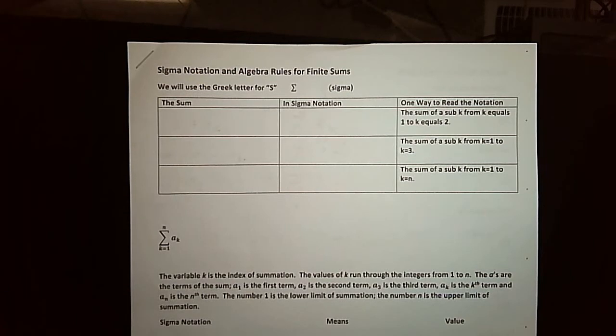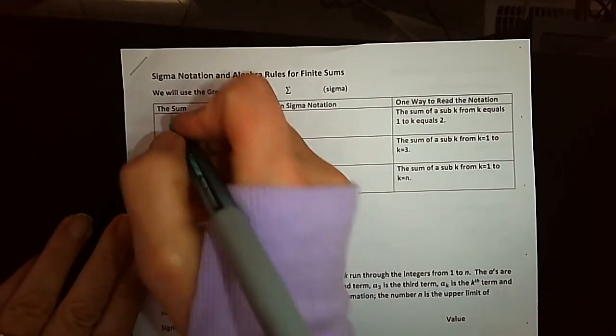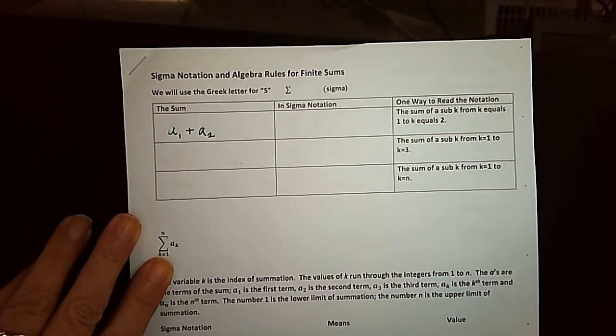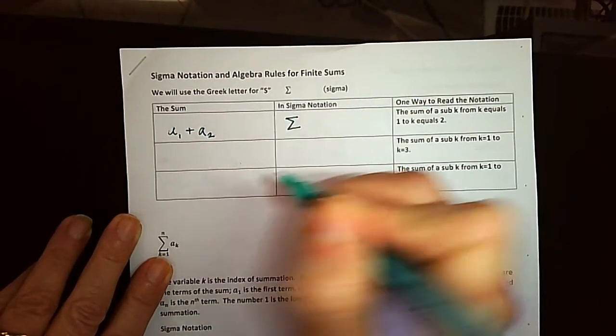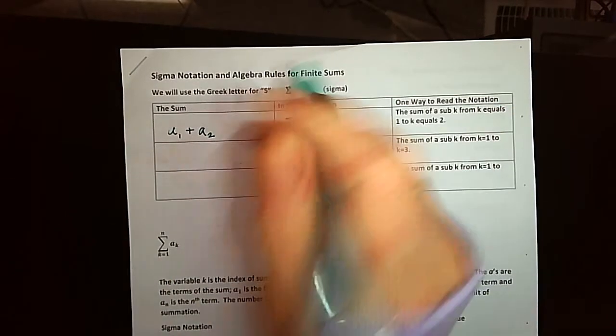Okay, so you should have a handout, the one that I have up on the screen here, the summation notation and algebra rules for finite sums. We're going to use the Greek letter sigma. It actually looks kind of like a big E, and we use that to show sum. So if I had two separate terms that I wanted to add together, I could write it using summation notation as the sum going from k equals 1 to 2.